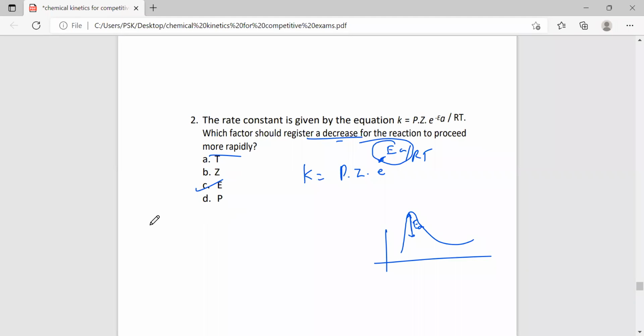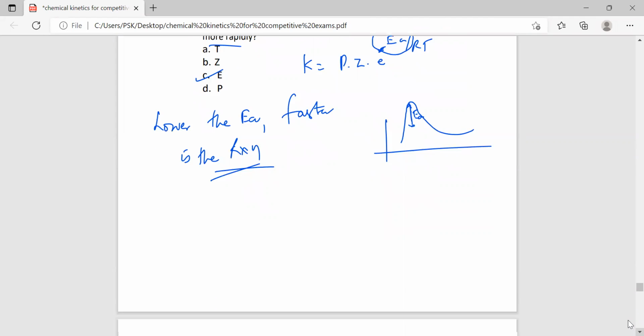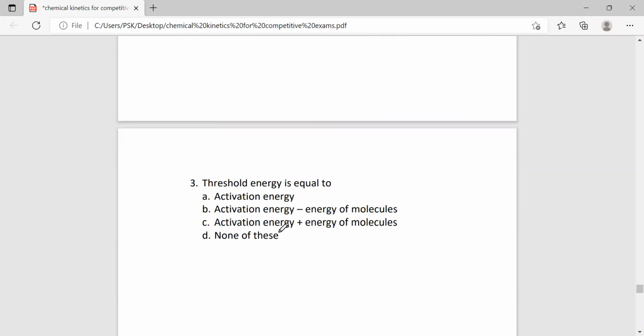Remember, lower the energy of activation, faster is the reaction. The next question: what is threshold energy equal to? Direct question. Threshold energy is equal to energy of activation plus normal energy, that is, activation energy plus energy of the molecules. It's option C.